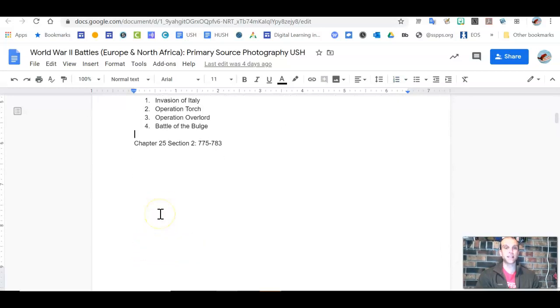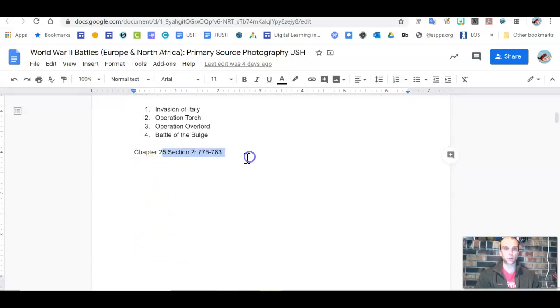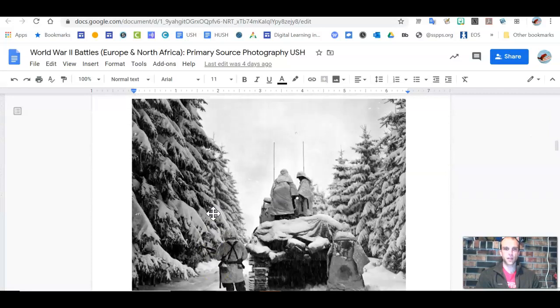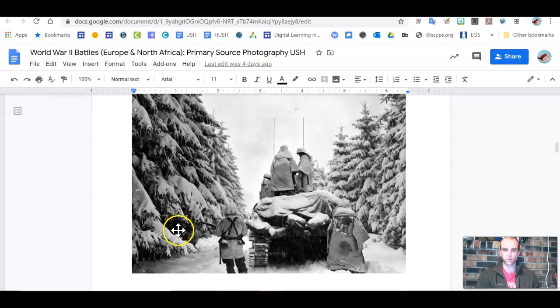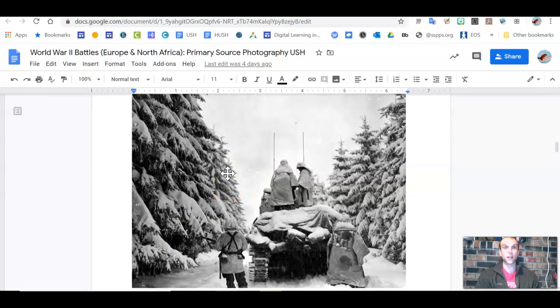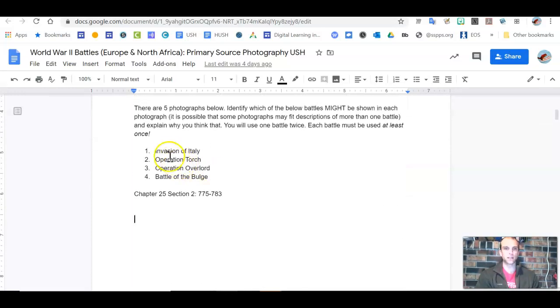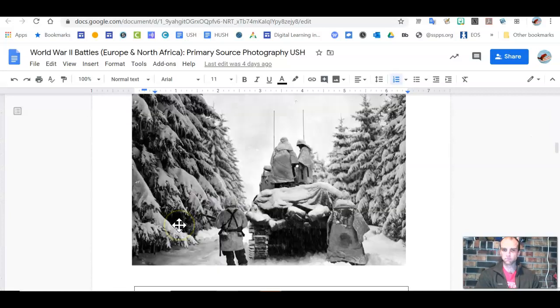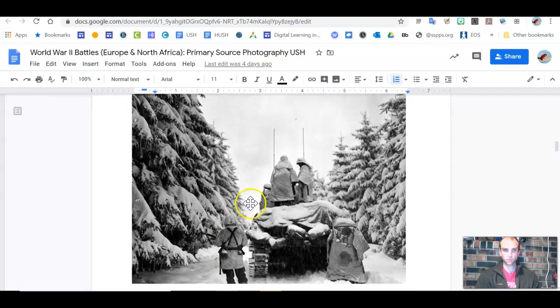But that's the key idea here: you're going to read a little bit in the textbook, and then you're going to get to these pictures. For example, here I am looking at a picture with some soldiers and a tank in the snow. Now, if you've done the reading, you know that really only one of these battles is clearly in the winter in a forest, where there'd be a lot of snow.